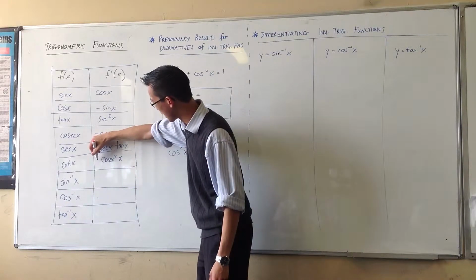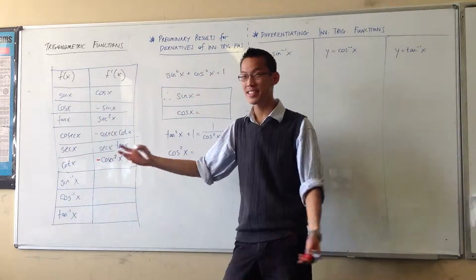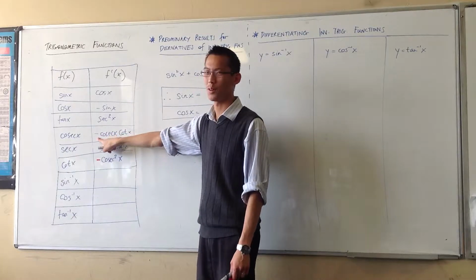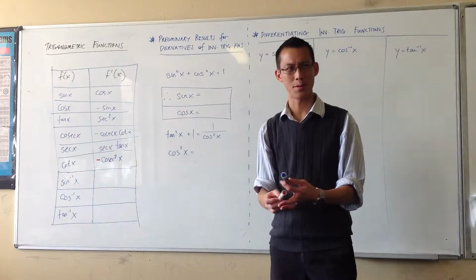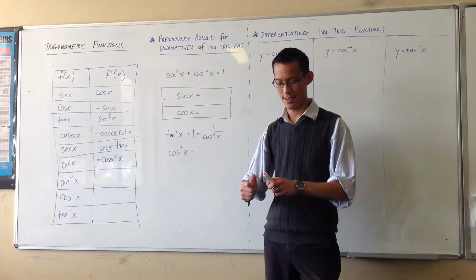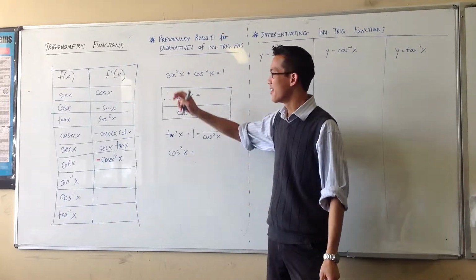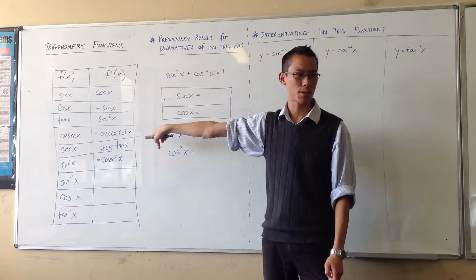I left off a negative sign there, which is silly of me because the negative always follows cosec. So anyway, make sure you've updated that on your table. I wrote it down right when I was working it out and then I forgot to put it here. So, there's our basic functions, our reciprocal functions.